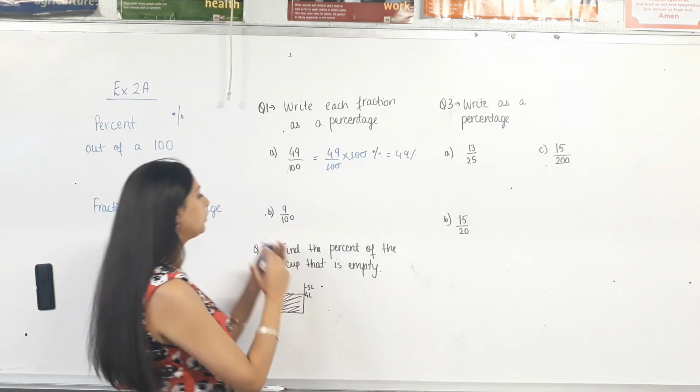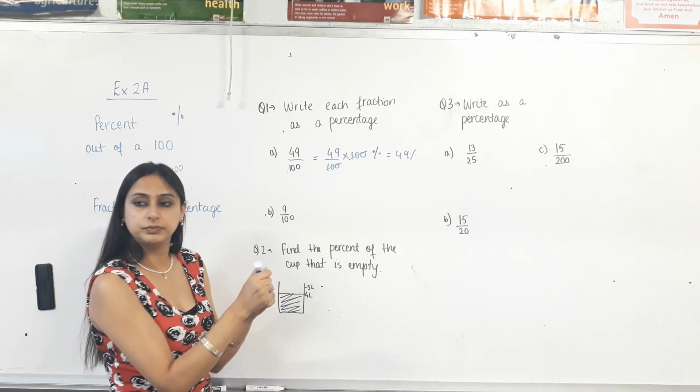Okay? So can we do this quickly? 9 out of 100. What percent is it? 9%.